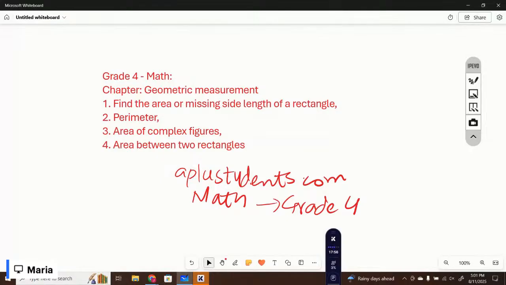The lessons we are going to cover today are find the area or missing side length of a rectangle, perimeter, area of complex figures, area between two rectangles. So please make sure you have your notebook and pencil so that you can note down the important examples and definitions as well.